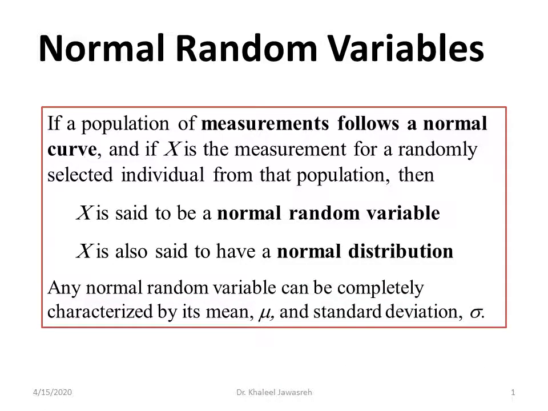Any random variable can be completely characterized by its mean, mu, and standard deviation, sigma. We do need to understand that if you want to characterize any normal random variable, you need to look for the mean, or mu, and the standard deviation, or sigma. Now I want you to differentiate between mu and the mean, and also the standard deviation, which is S, and also sigma.